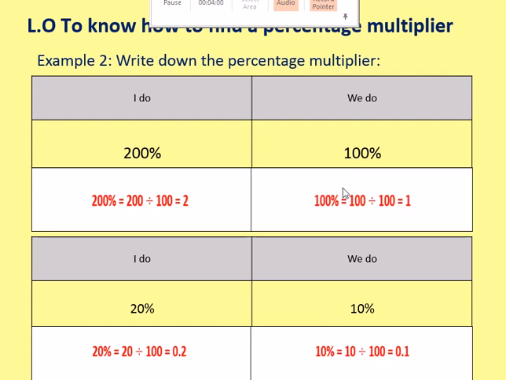And here are your answers. So for 100%, we do 100 divided by 100, which gives me 1. So the percentage multiplier for 100% is 1. And then on 10%, we do 10 divided by 100, which gets me 0.1.